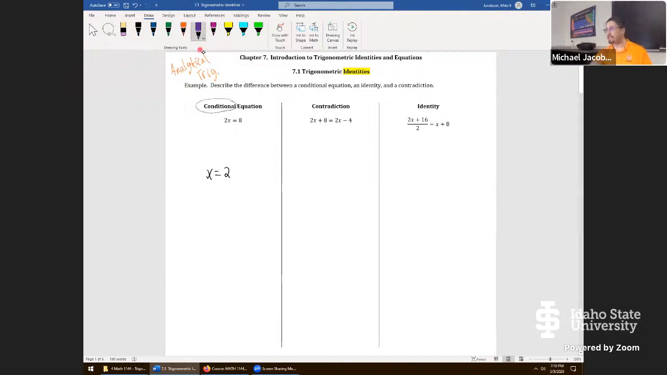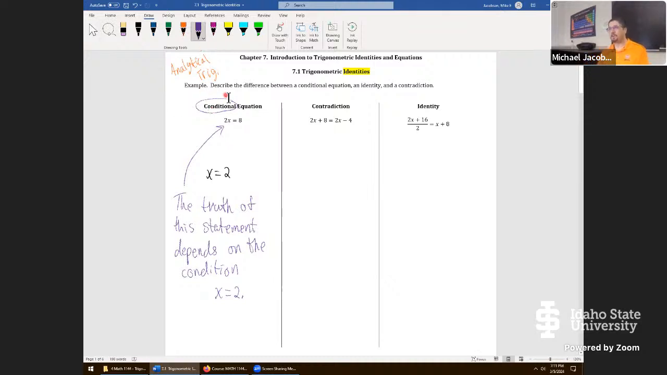But then we call this conditional because the truth of this statement depends on the condition x is 4. If x is 4, the statement is true, and if x is not equal to 4, the whole statement is false. So that's the only reason we call those equations conditional.